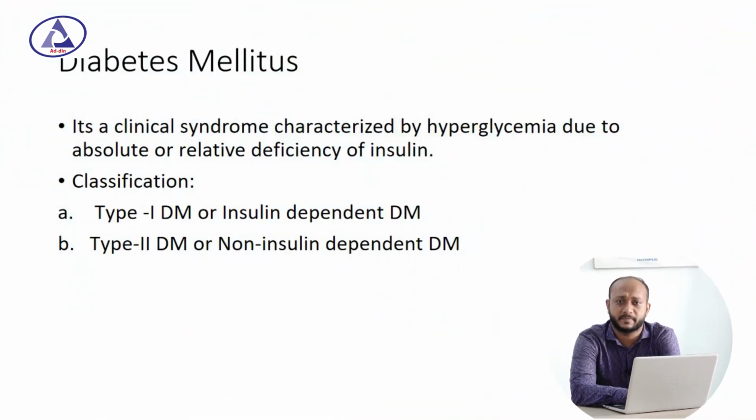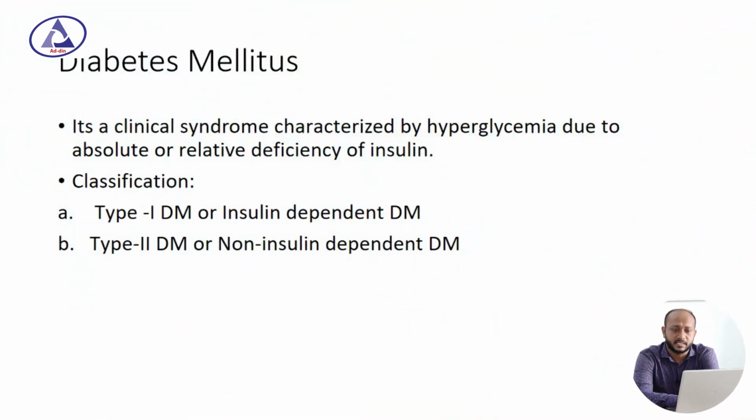First of all, I want to say what do you mean by diabetes mellitus? Diabetes mellitus is a clinical syndrome characterized by hyperglycemia due to absolute or relative deficiency of insulin. There are many other classifications of diabetes mellitus, but in our concern, mainly, it can be classified into two types: type 1 diabetes mellitus or insulin-dependent diabetes mellitus, and type 2 diabetes mellitus or non-insulin dependent diabetes mellitus.